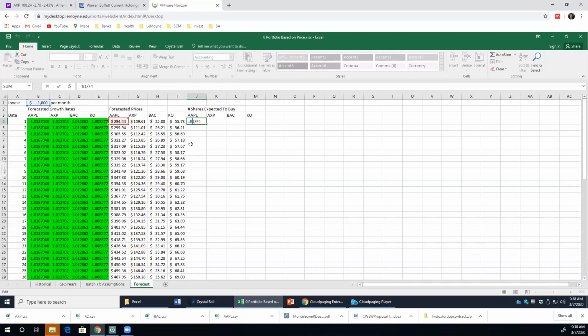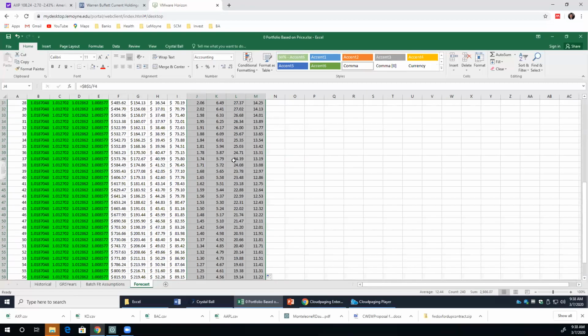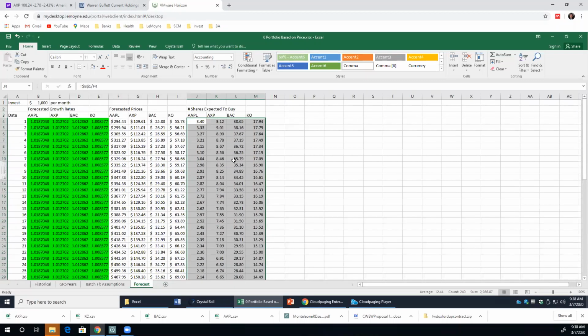And since I'm gonna use the same amount, you could change all these parameters, obviously. Assumptions. I would like to assume that I will keep investing $1,000 for the next 5 years. So I click on the blue cell and press F4 to lock it. Now I can drag it right, drag it down. So you can see how many shares every month I can purchase, expect to purchase, over the next 5 years.